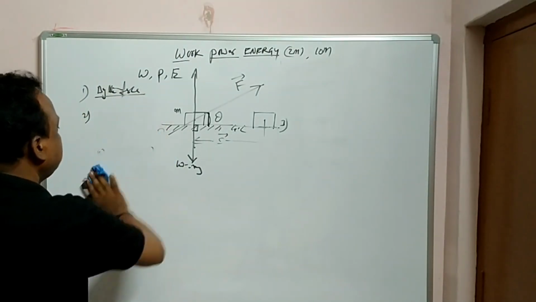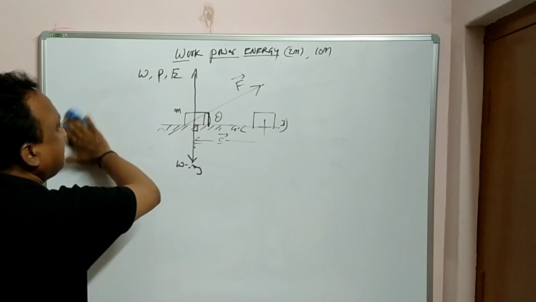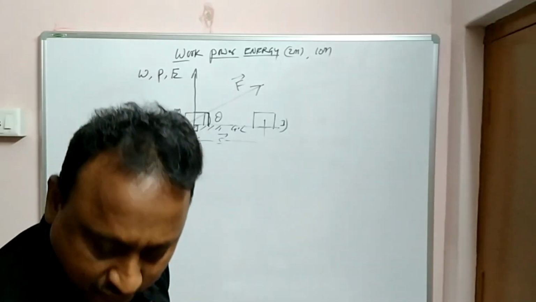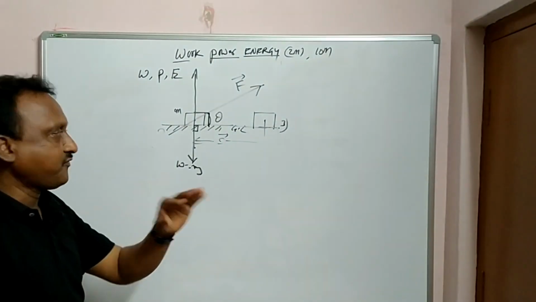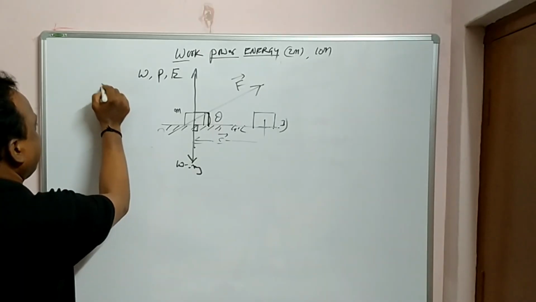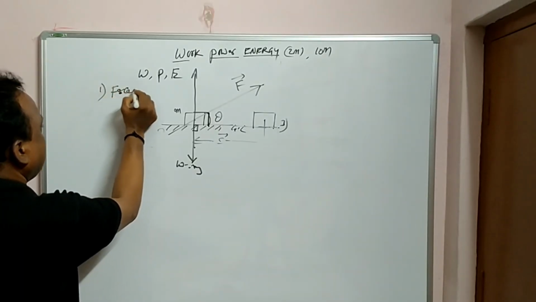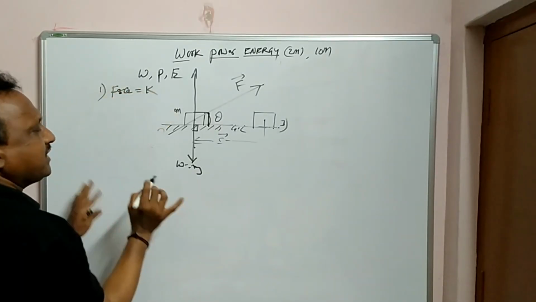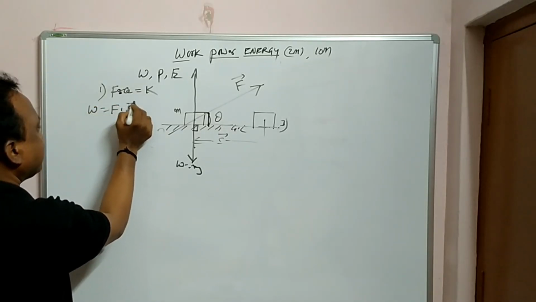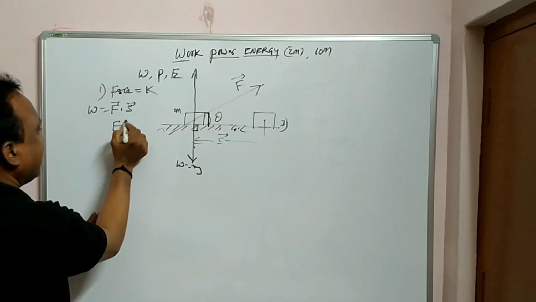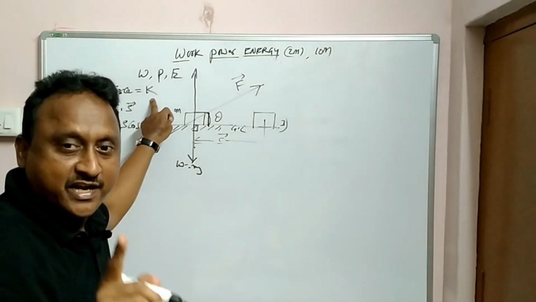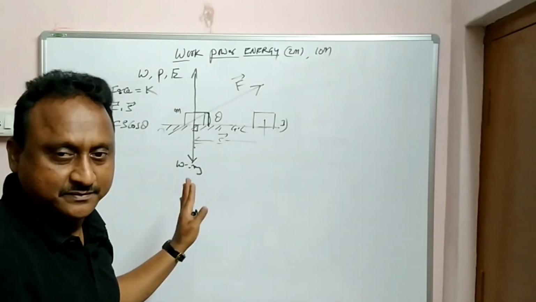Now, we will study different cases. Work done by constant force and variable force. If the force is constant, that is, the force has not changed, then see how work done is calculated. When force is constant, you can simply go W is equal to F dot S. That means Fs cos theta. This is work done by constant force when force is not varying.